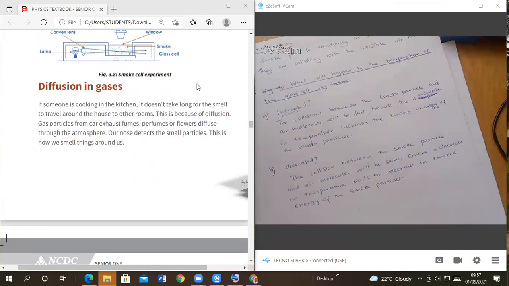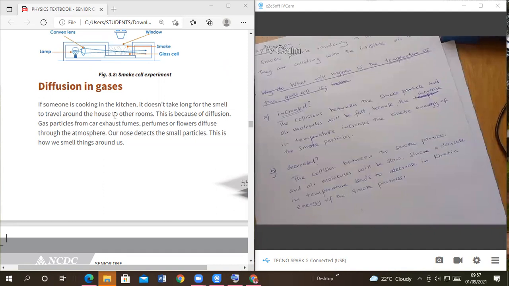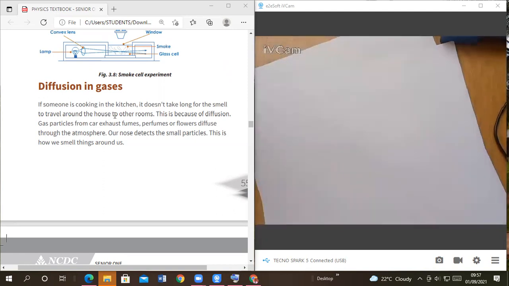So let us look at diffusion in gases. You're going to look at diffusion in gases. I'm going to start by asking you questions. First of all, we are going to read here, and then we are going to ask ourselves questions. Afterwards, I'm going to show you a video about diffusion in gases. Now let us see, have you finished copying? Very good. So I can put this one aside so that we are not distracted.